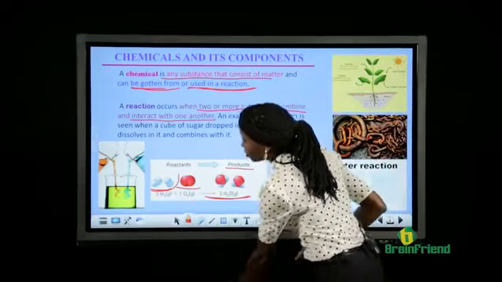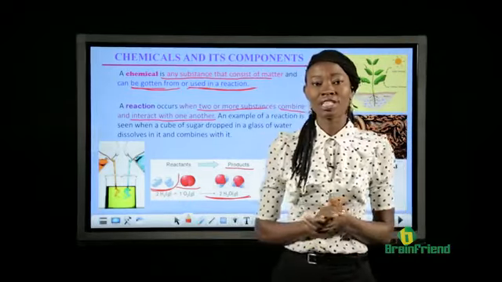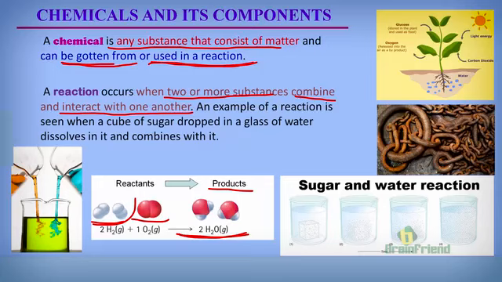Other examples of reaction that occurs in our environment include the reaction between water and metal objects. Take note that if you expose metal objects to water, after a while they begin to rust. So rust is an example of a reaction that takes place in our environment. Another example is the reaction that occurs during photosynthesis in plants. This reaction is between carbon dioxide that is found in our environment and water.